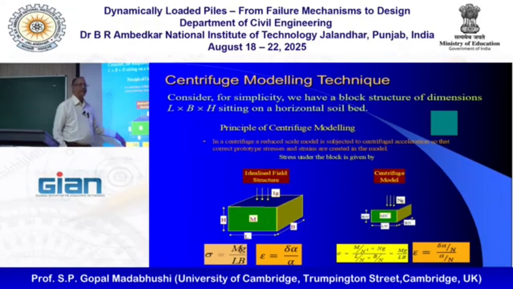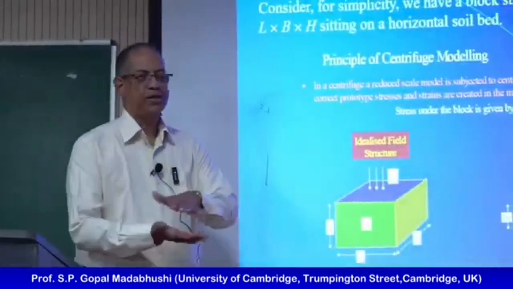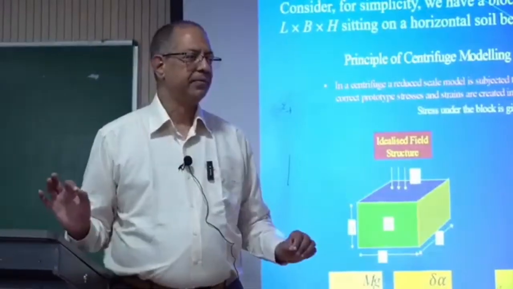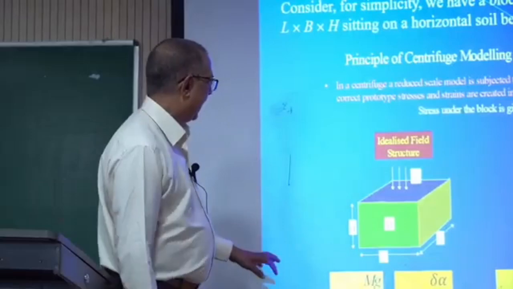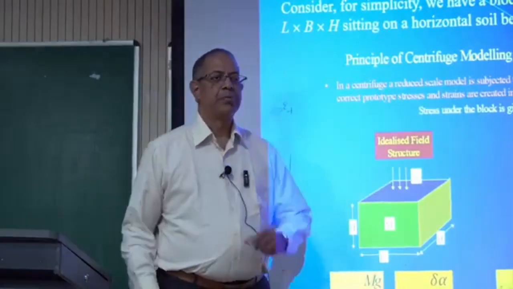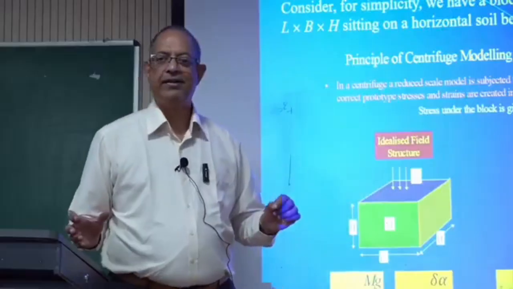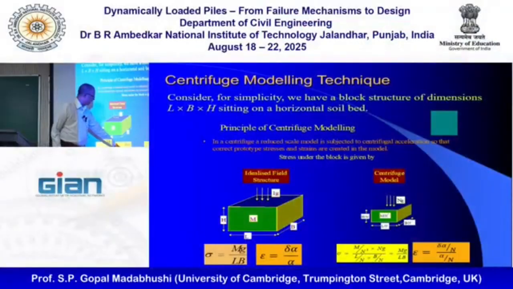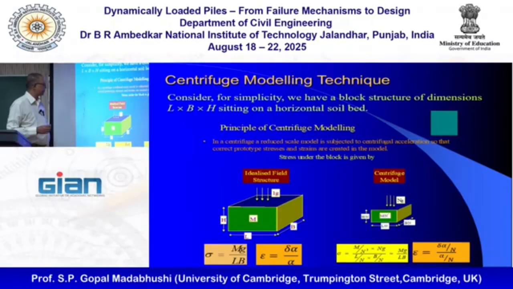M times G is the weight, and the area that it is sitting on is LB. So my vertical stress simply should be mg over LB. Easy, right? Exactly the same way, if I want to define strain, some change in length over original length is how you define strain. So alpha is some characteristic length, and therefore epsilon is change in alpha, delta alpha over alpha.